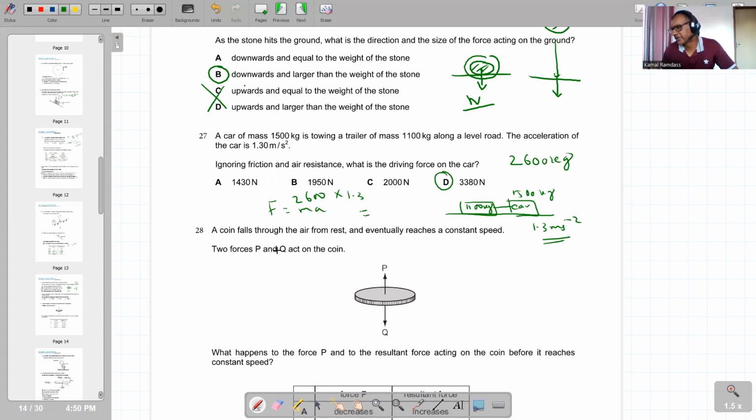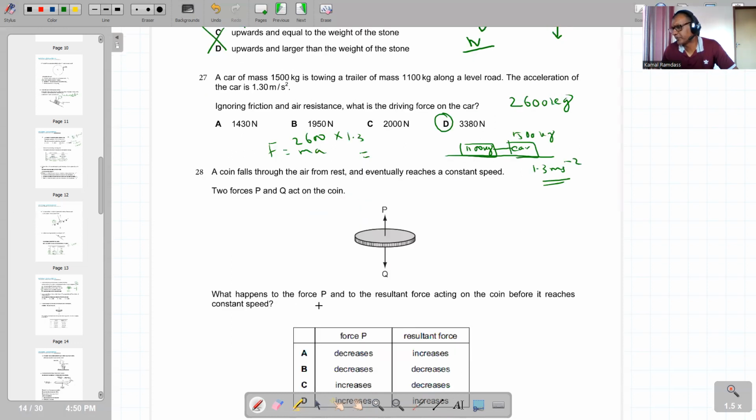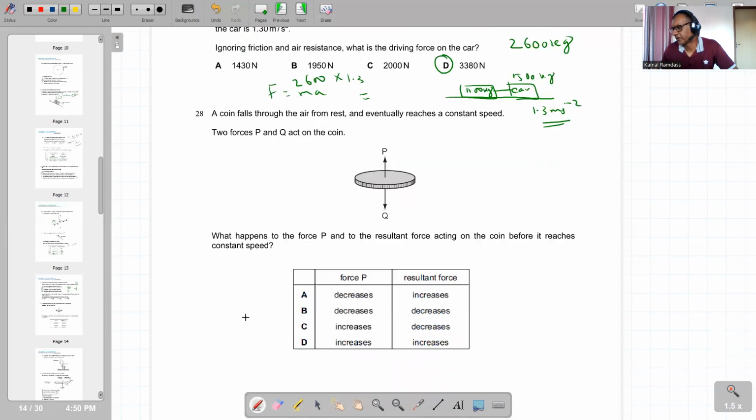A coin falls through the air from rest and eventually reaches a constant speed. Two forces, P and Q, act on the coin. What happens to the force P and to the resultant force acting on the coin before it reaches constant speed? Okay. Normally, this is air resistance. This is weight.